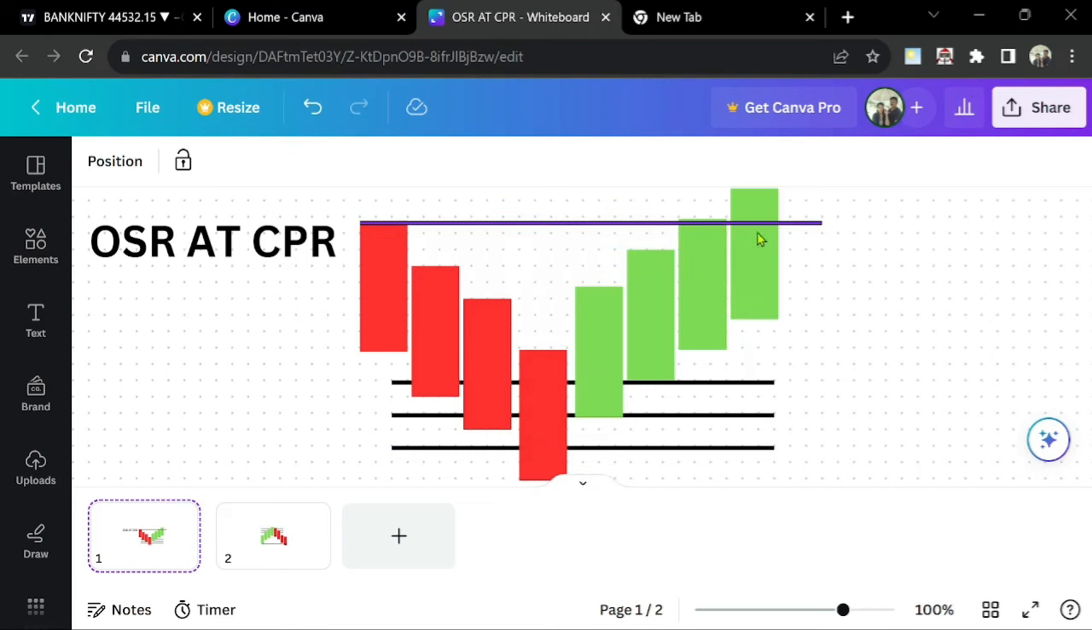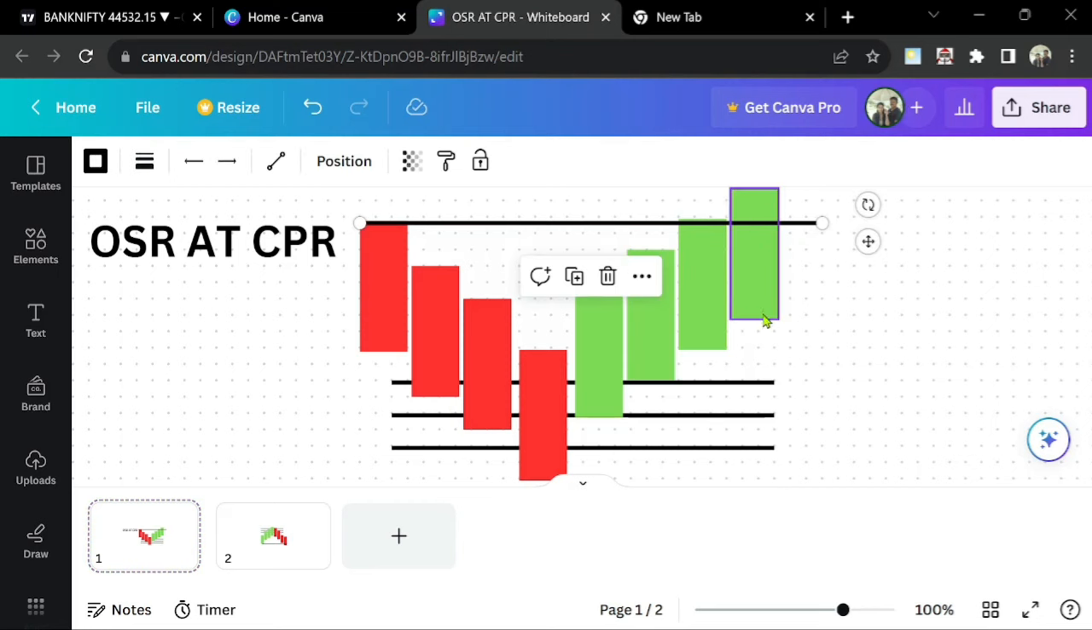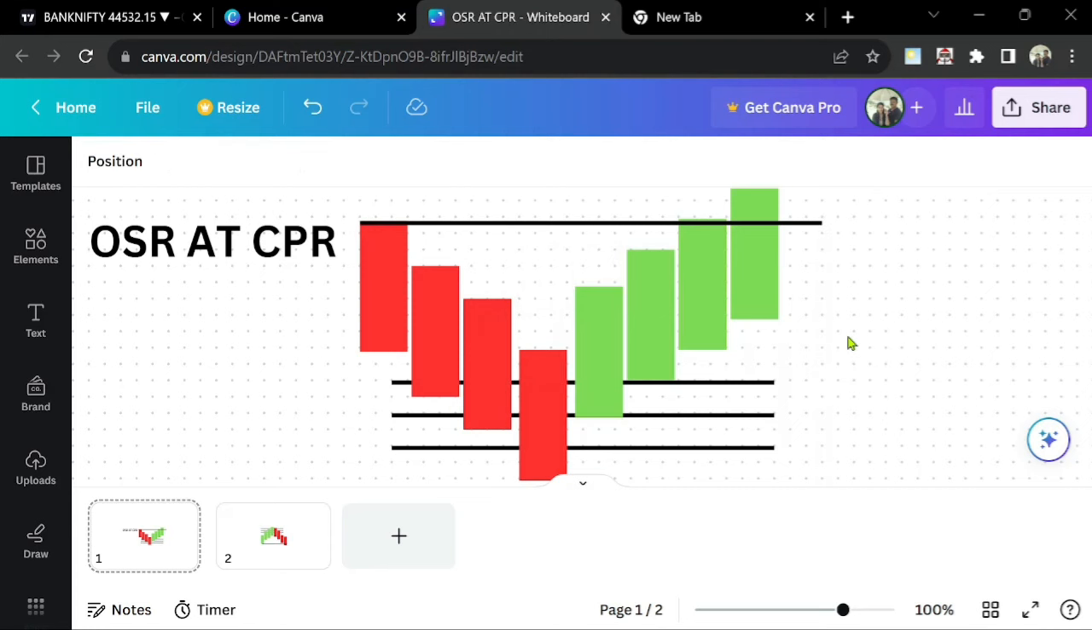A few of the traders wait for this candle to break the day's high. When the day's high is broken, they take the trade in this candle and keep the stop loss behind or below this candle. So there are two types, and all are right when we have proper risk reward and money management. I become more aggressive in this pattern because most of the time I feel this pattern works very well. That is called the opening strike reversal.